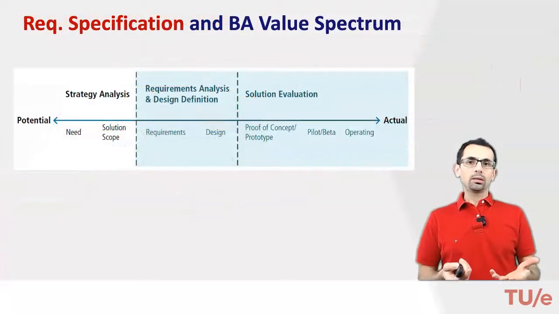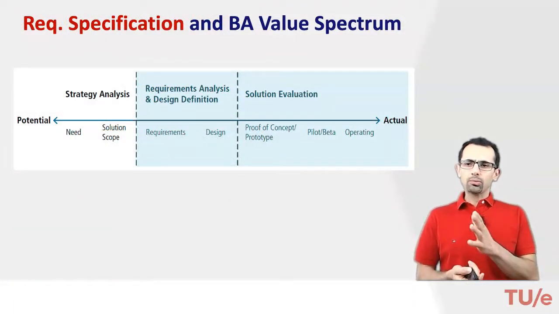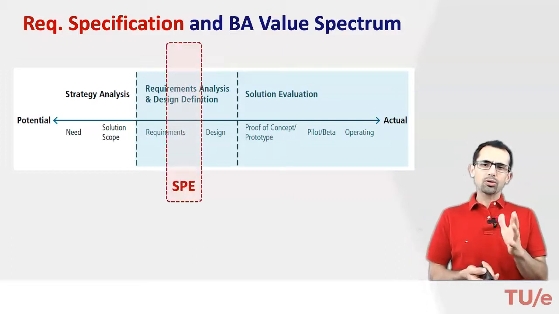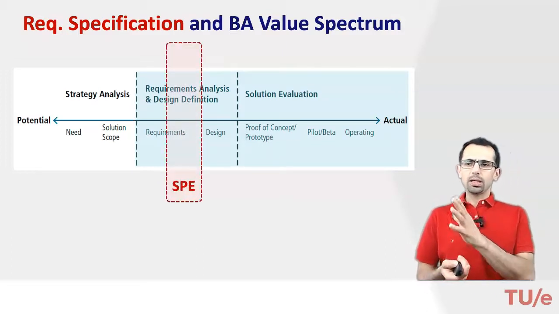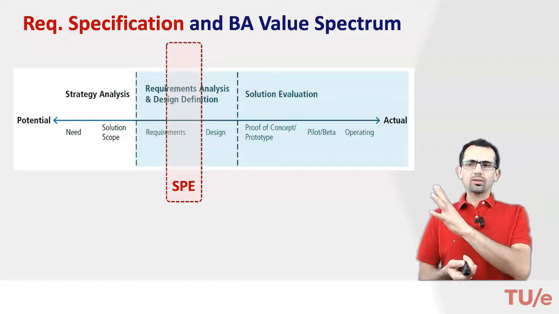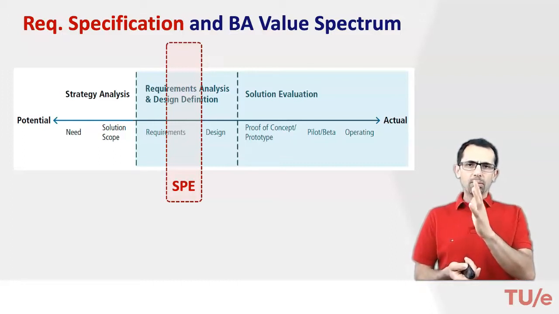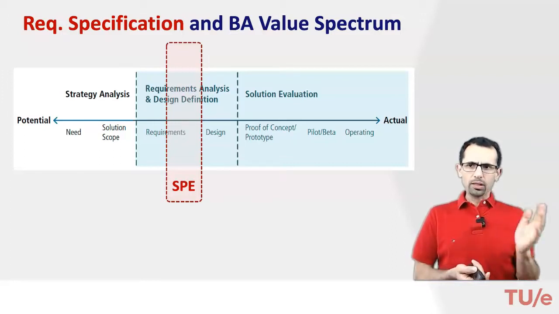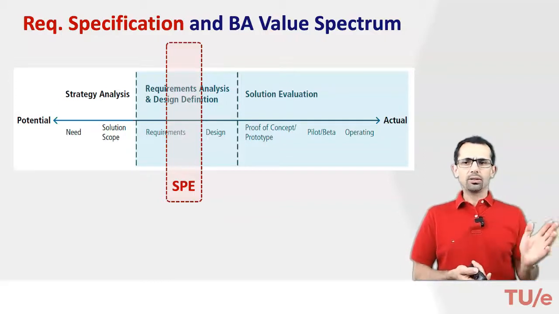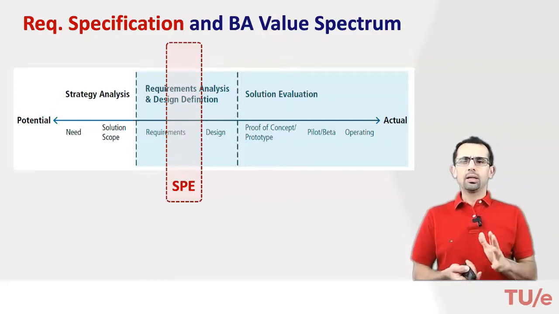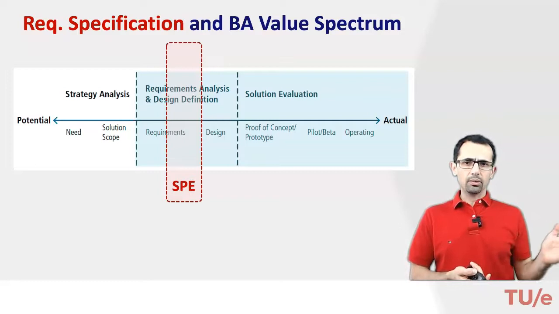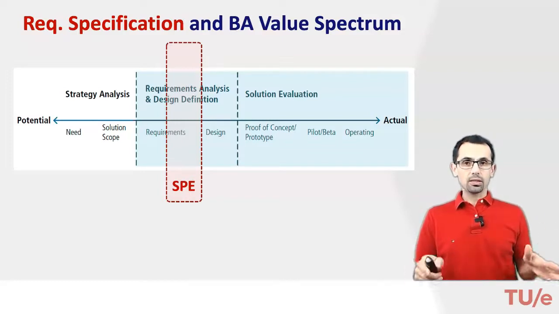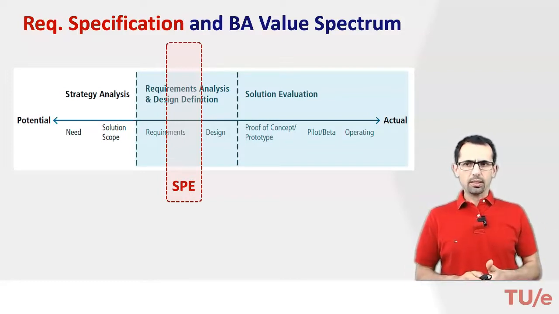Again, where are we with respect to the BA value spectrum? We're coming close to the design. We started from strategy analysis, and step by step we are coming towards the design definition. We'll not enter into the design definition, we'll stay here, and that's as close as we go, in fact, as far as this course is concerned.